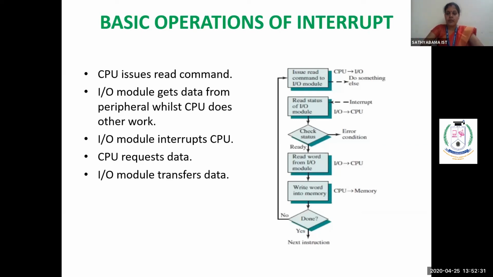What is this interrupt? In programmed IO, you will not get an interrupt signal from the peripheral, but in interrupt IO, the peripheral gives an interrupt signal to the CPU: now I'm free, please send the result to my device. Like that, the interrupt signal passes to the CPU from the peripheral. That is the difference between programmed IO and interrupt IO.